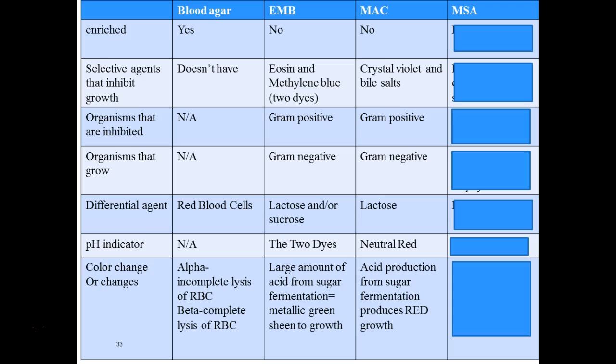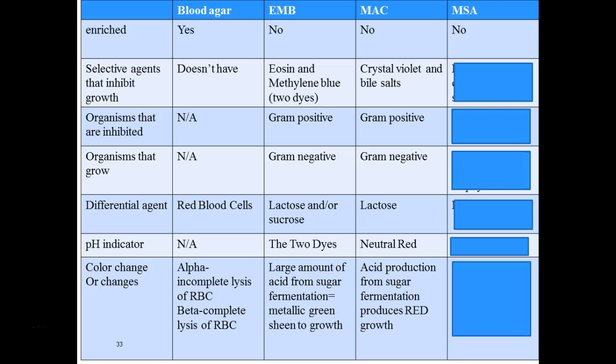We don't use MacConkey in the lab, mostly because I like the shiny green E. coli. It's so pretty. MSA we use. It's not enriched. Again, this is a selective media. So what in the media is selecting for a particular group of organisms? What does MSA stand for? Agar, right. So what do you think is inhibitory?